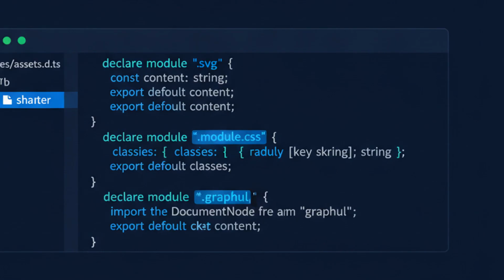Bundlers like Vite and Webpack let you import non-code assets, CSS modules, SVGs, even .graphql files. TypeScript has no idea what those resolve to.